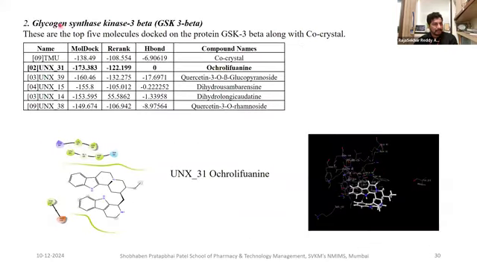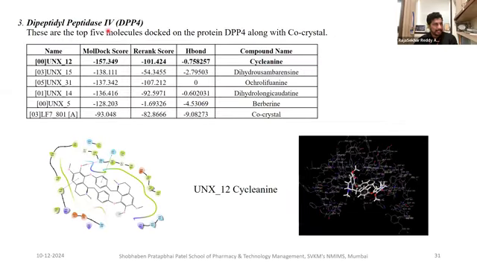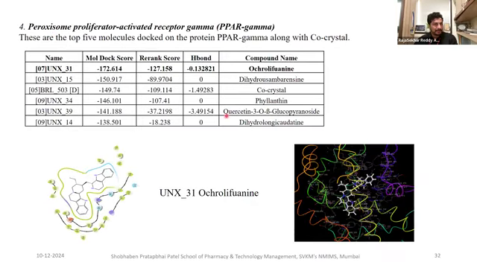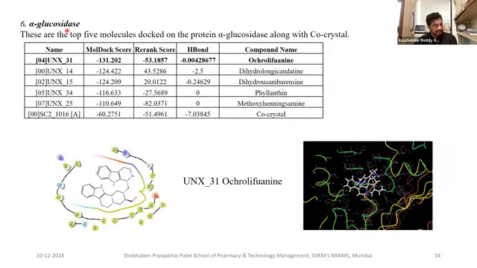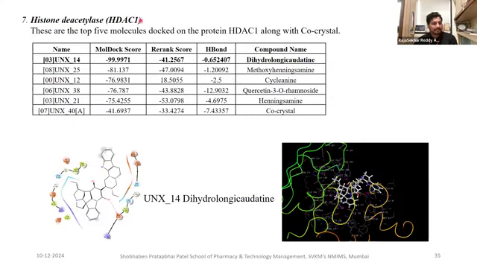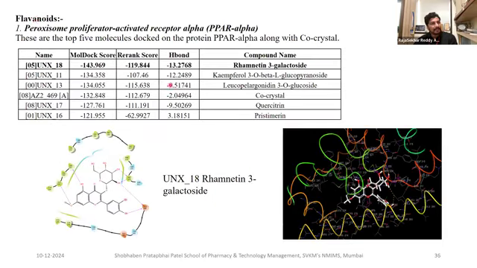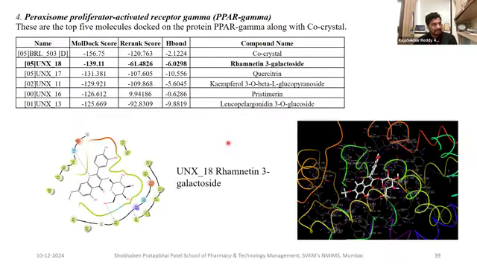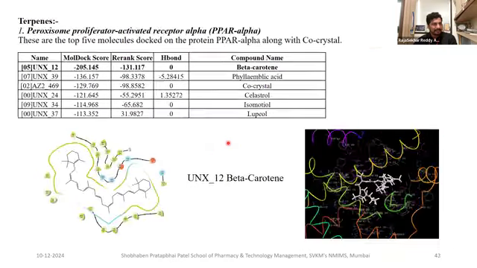Similarly, the same alkaloids against GSK3 beta, there is one chemical which is much higher in terms of molecular docking score than the co-crystallized ligand. For DPP4, we got cyclinin, which has the best score compared to the co-crystal structure. PPAR gamma, and similarly STAT3, alpha glucosidase, and finally HDAC1. Similarly, for flavonoids also, we explored against the same 7 targets. We have the data like this. Terpenes, we have the data.